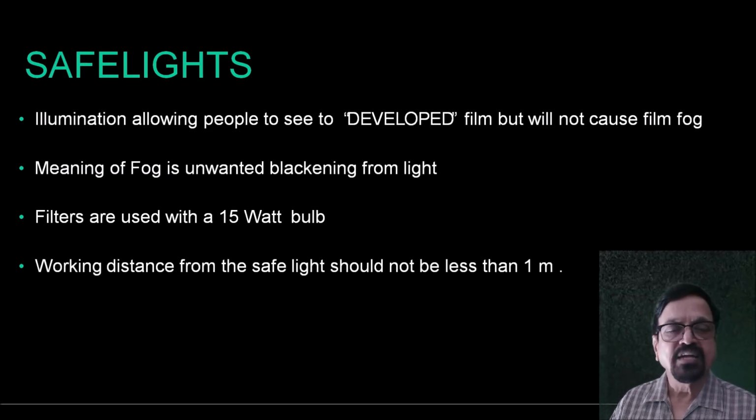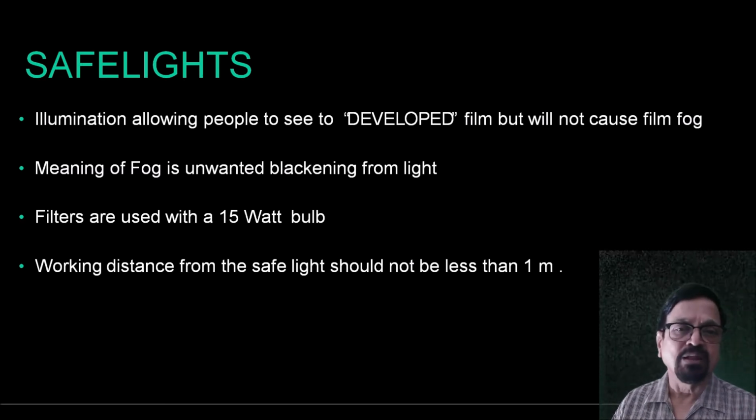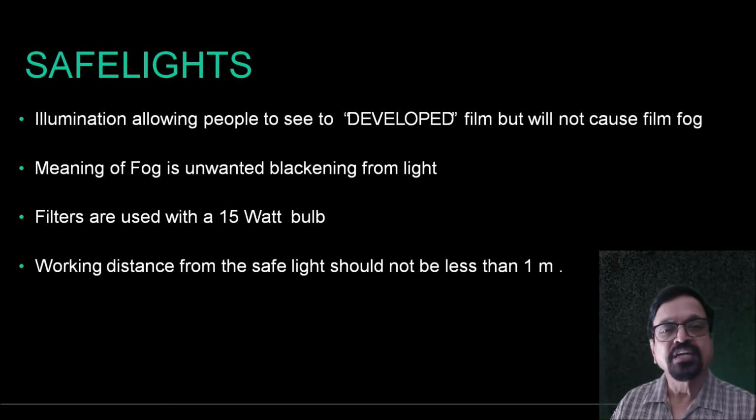What is the meaning of safe? The light should be safe, not to cause harm to the film, but it should give some visibility to the people working inside.